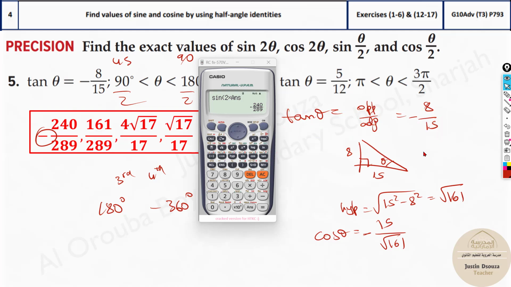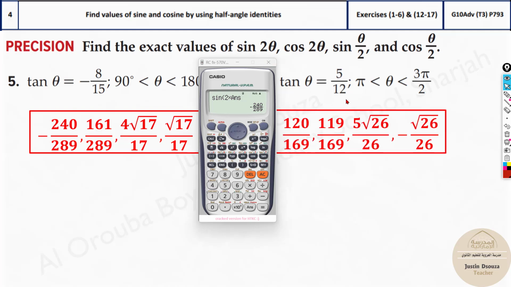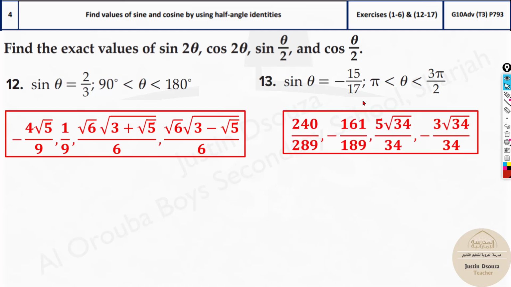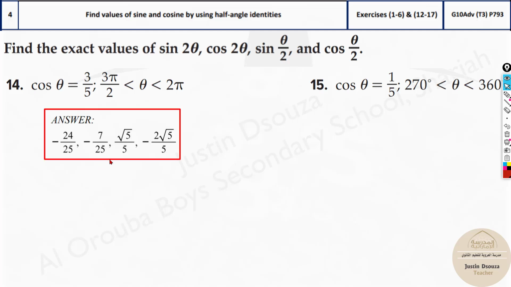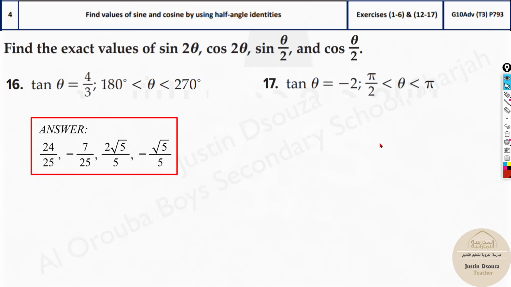Even over here, do the same thing. Please remember, tan is opposite by adjacent. Write it out, find the hypotenuse, and then solve it. For the first two, if the question is only for double angle identity, do it in the calculator easily. Please do try these questions as well. They're pretty straightforward, just like what we have done, only the values are changing. All the solutions are available over here. After you solve it, check the solutions.